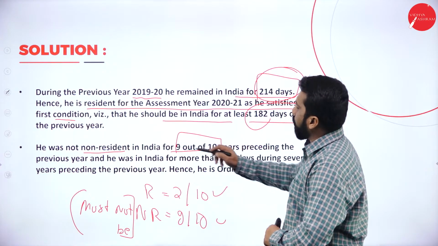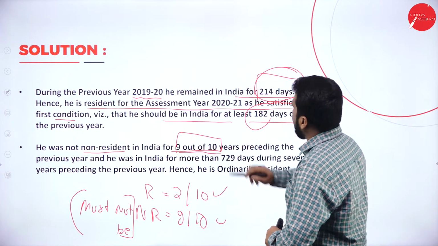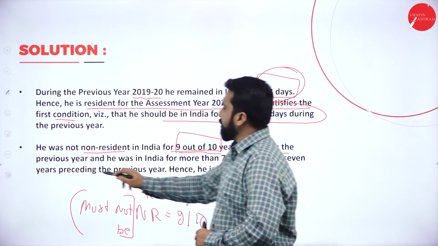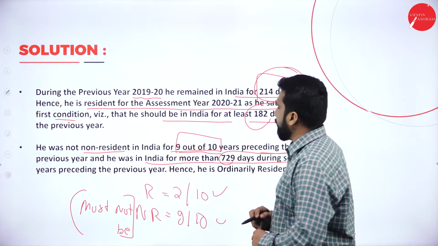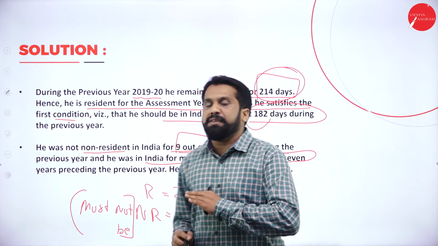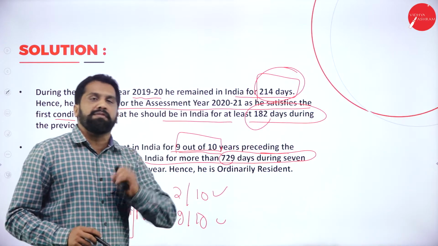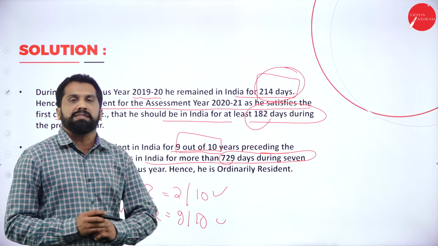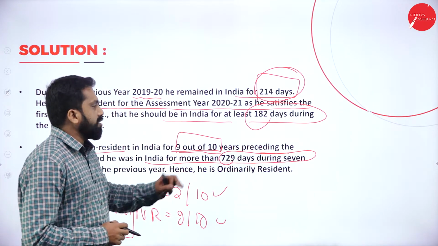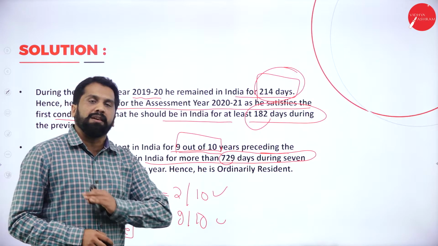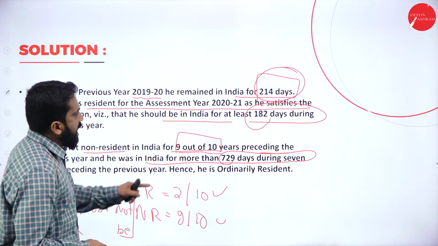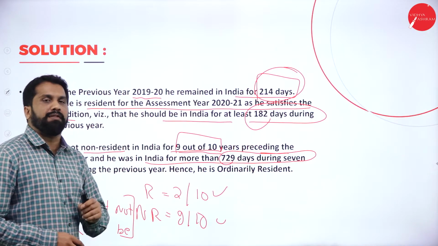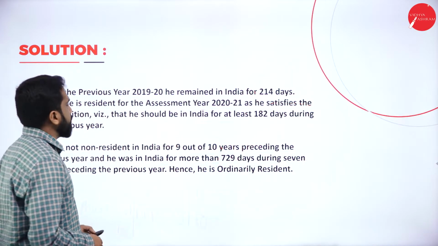He was not non-resident in India for 9 out of 10 years preceding the previous year, and he was in India for more than 729 days. Because they have not given any information about the year preceding the previous year, we assume he was in India. Now, this is all about your answer for the particular question.